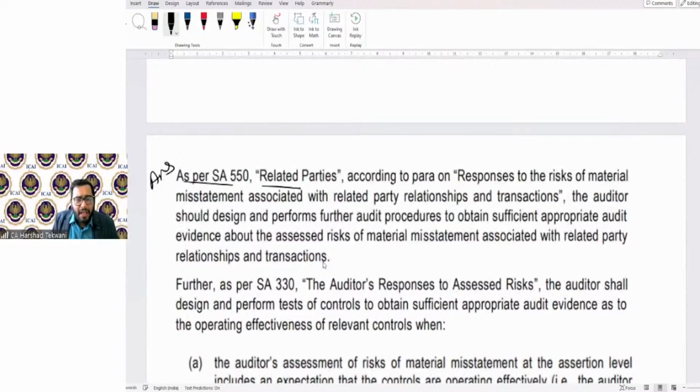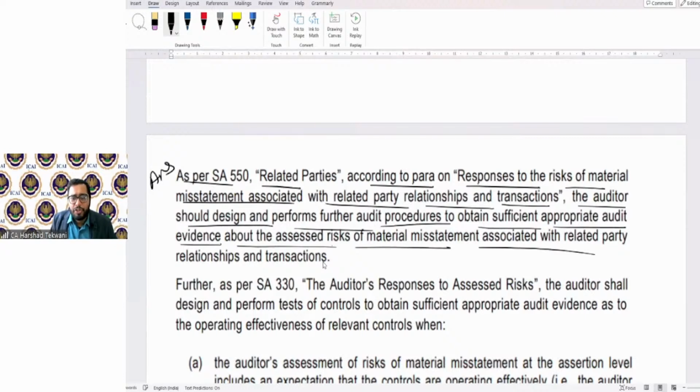As per SA 550, related parties, according to the paragraph on responses to the risk of material misstatement associated with the related party relationship and transaction, the auditor should design and perform further audit procedures to obtain sufficient appropriate audit evidence about the assessed risk of material misstatement associated with the related party relationship and transaction. Simply means that the auditor should design and perform audit procedures so that he can obtain the evidence regarding risk of material misstatement associated with the related enterprise.